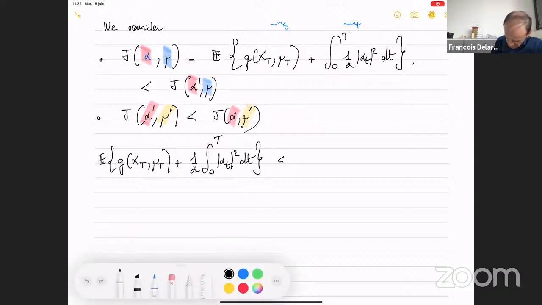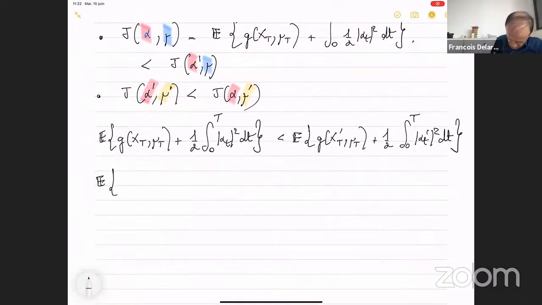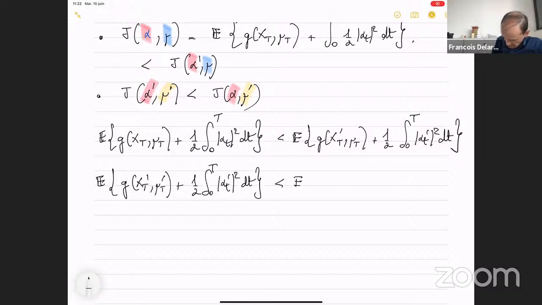I'm sorry, this is tricky. E of G of x_t' mu_t plus 1/2 alpha_t' squared dt. And you have the same for the second one: G of x_t' mu_t' plus 1/2 E alpha_t' squared dt, strictly less than E of G of x_t mu_t' plus 1/2 alpha_t squared dt.